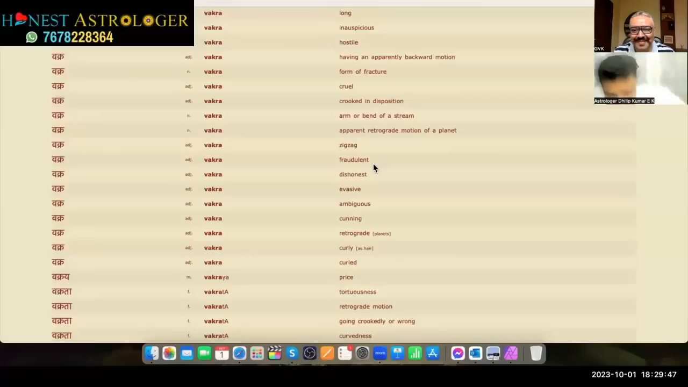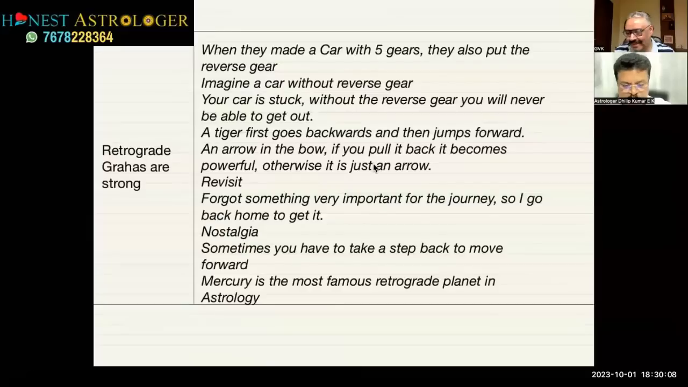why this went into so much controversy, because retrograde grahas are very strong. When you make a car with 5 gears, you also put a reverse gear, right? And we really know what a reverse gear can do when you are stuck in traffic and you got caught in a situation. In parking places, you will see somebody park the car in such a way that unless you take reverse, you can't get out. So there will be some karma which will be like you have to go reverse and finish that and come back. Otherwise, you will not be able to move forward. And you can keep looking at everything that goes backwards and then goes forward.